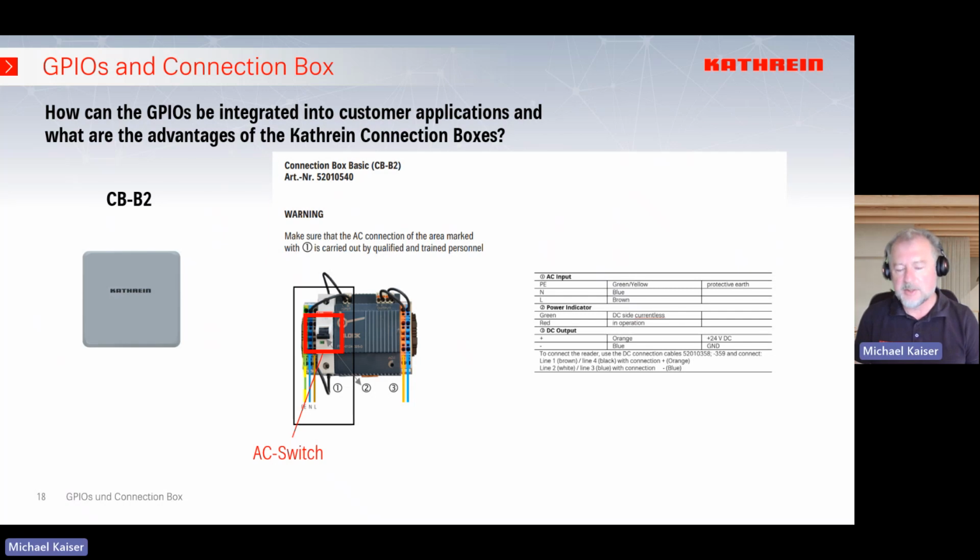We have the AC switch to switch off the system completely, with an indicator to see whether the system is running or not. And of course, we have the DC supply cables, which you can use to connect directly to your readers. You can connect several readers if necessary, and then you can handle this in a very professional, very clean way.